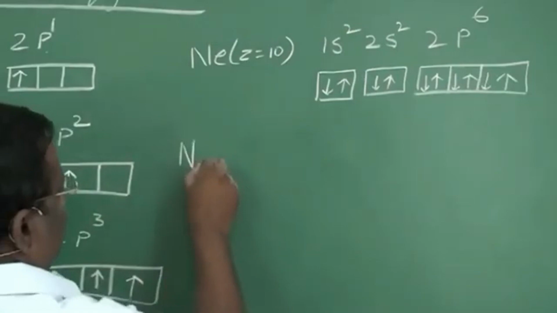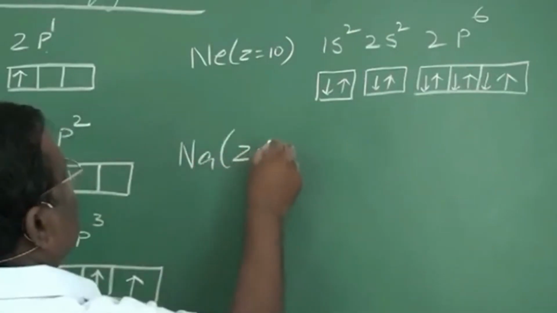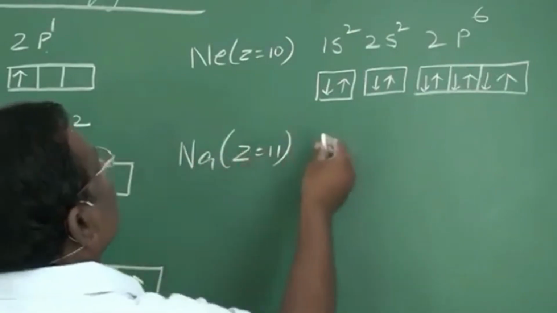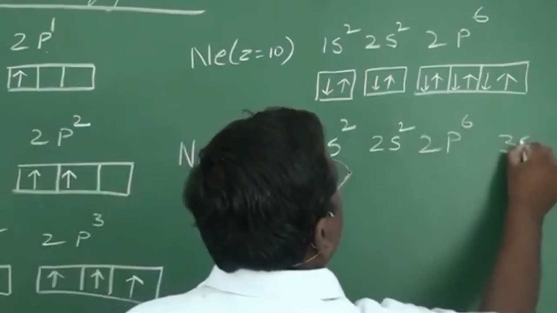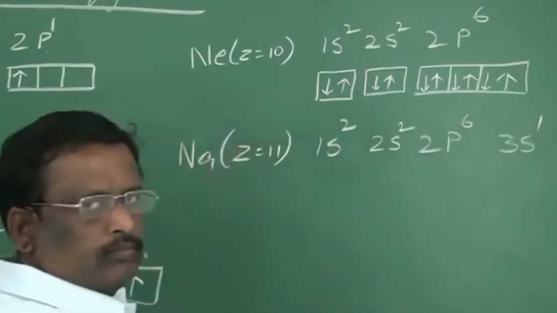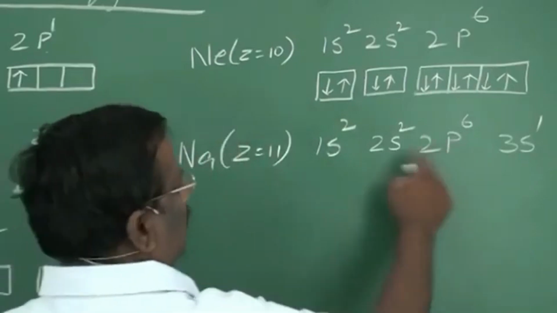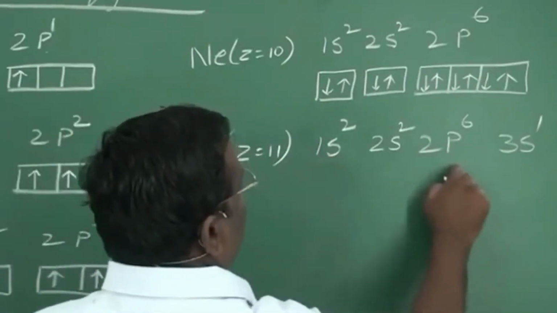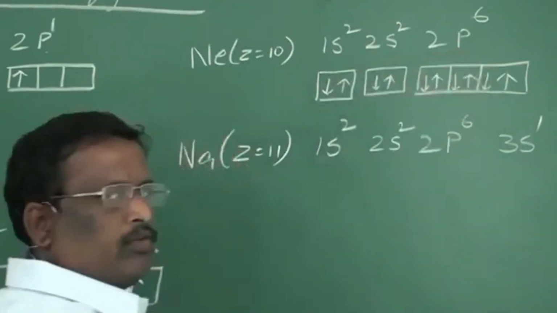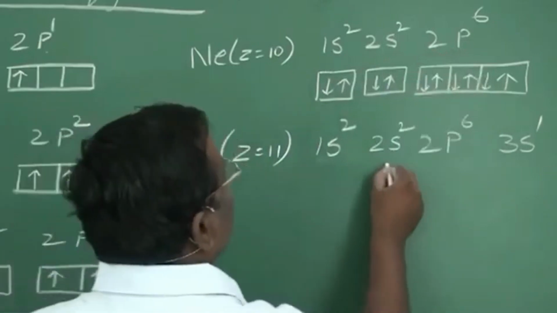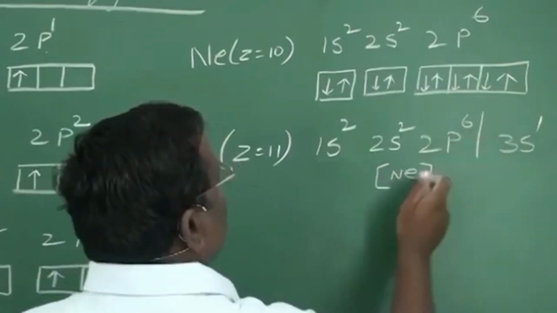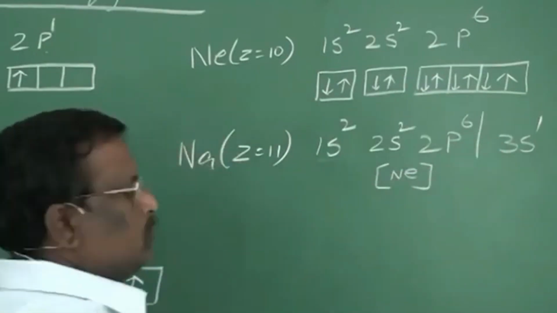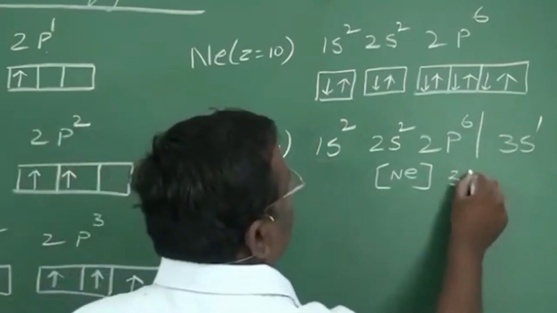Sodium. Electronic configuration is 1s2, 2s2, 2p6, 3s1. Because up to this electronic configuration it becomes the neon configuration, this can also be represented like this: Neon, because up to this it is neon configuration, so it can be represented like this also, 3s1.